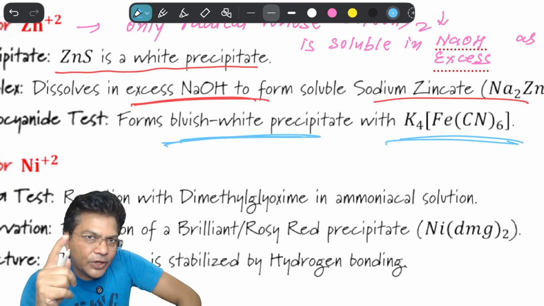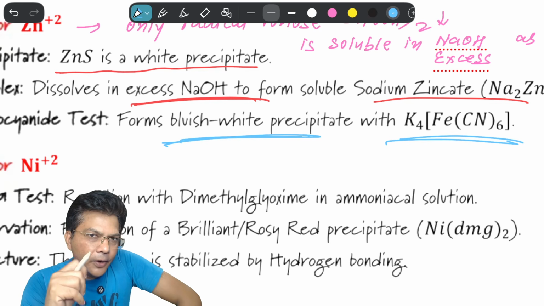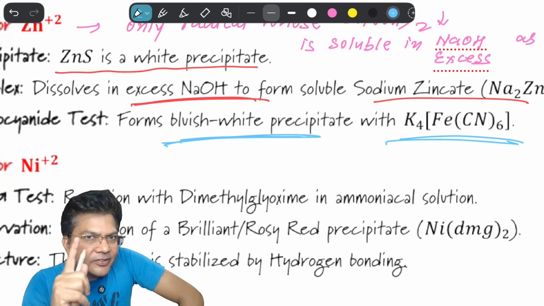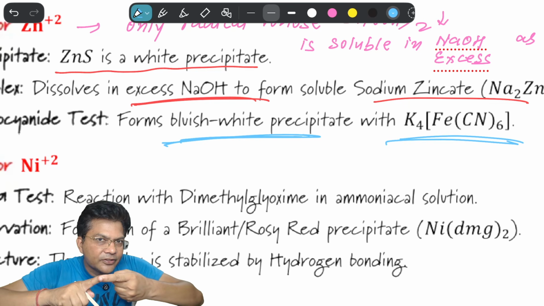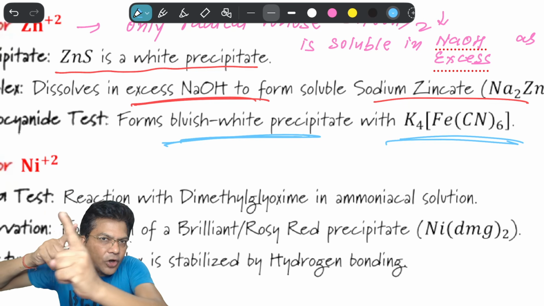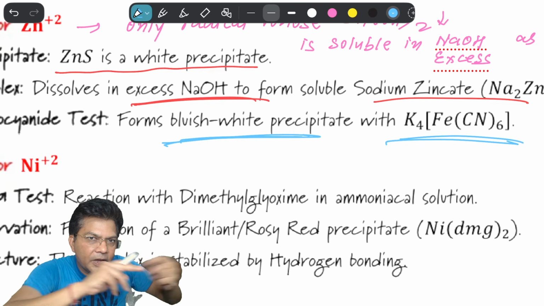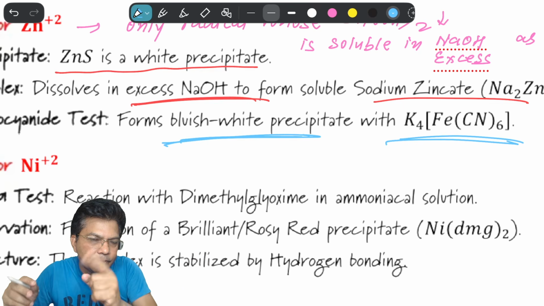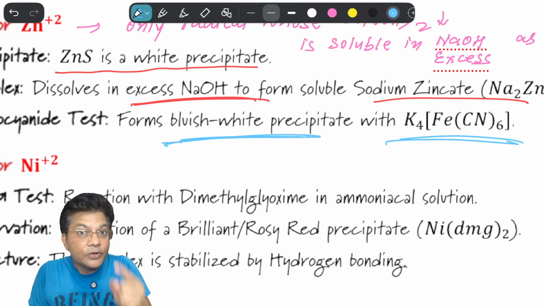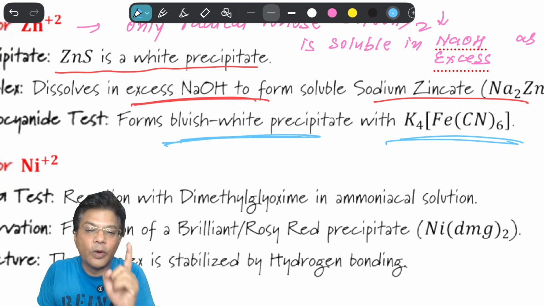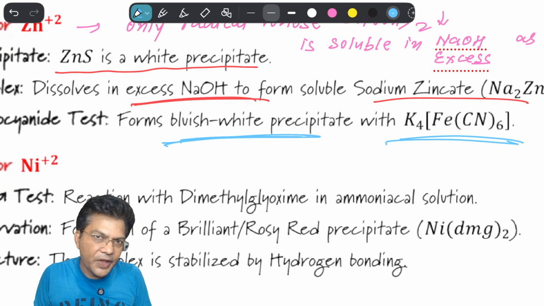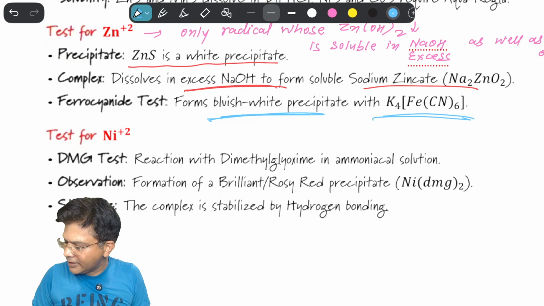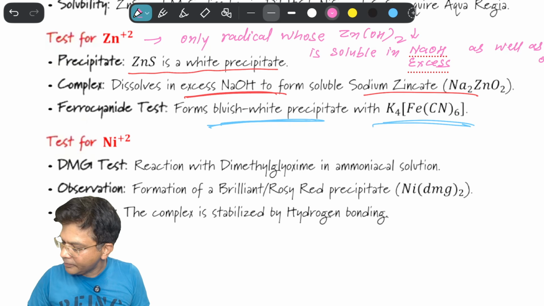That one reaction with potassium ferrocyanide K4Fe(CN)6 was producing what? Chocolate brown. Fe3+ has given Prussian blue. Remember, same reagent K4Fe(CN)6, Cu2+ chocolate brown, Fe3+ Prussian blue, Fe4[Fe(CN)6]3 ferrocyanide. Now Zn2+ is giving bluish white PPT with K4Fe(CN)6. Three different colors we are getting. Remember that.